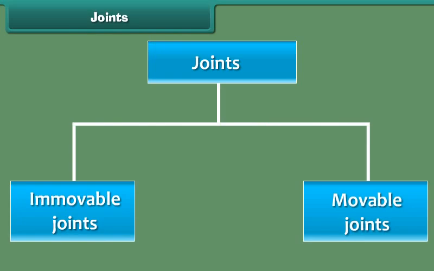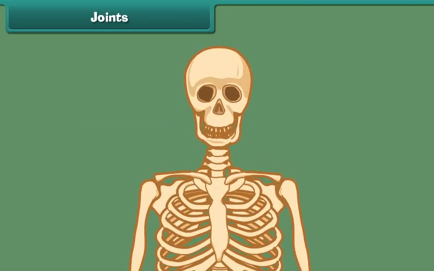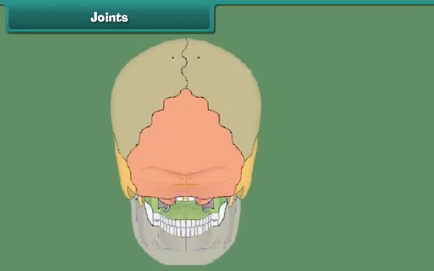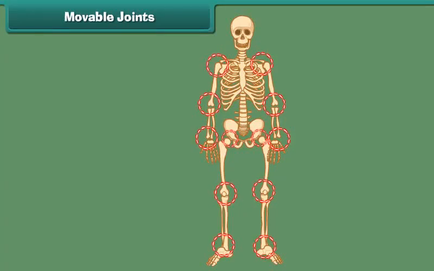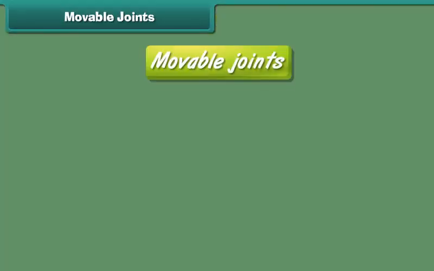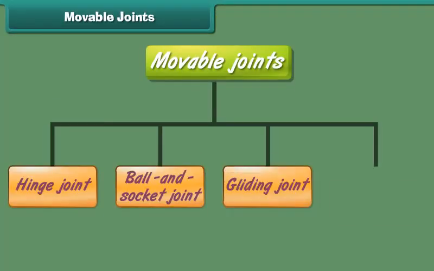Let us first discuss what immovable joints are. Immovable joints are the joints where no movement of the bones is possible. The joints of the bones of the skull are immovable joints. Most movable joints allow free movement of the body parts, whereas in some joints, only a little movement is possible. Movable joints are grouped into 4 types on the basis of movement. Come, let us discuss each type in detail.